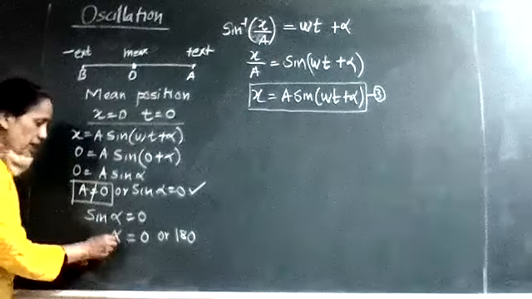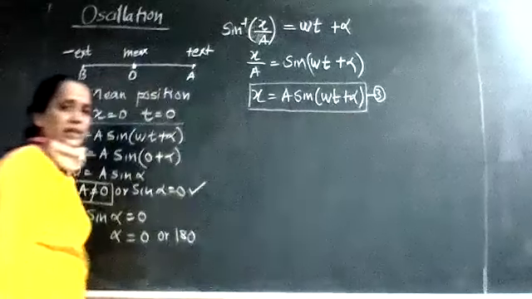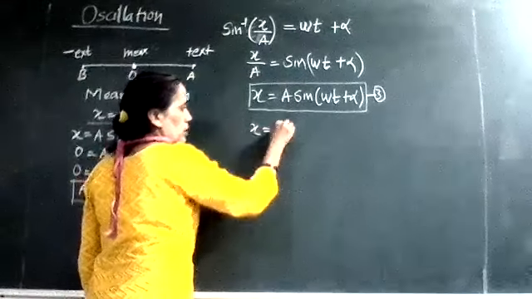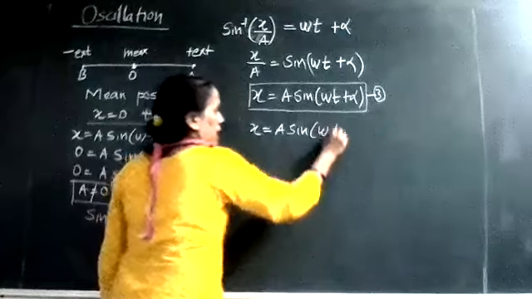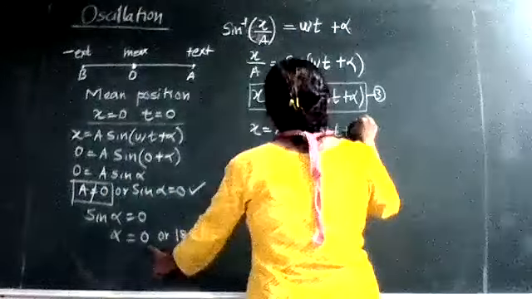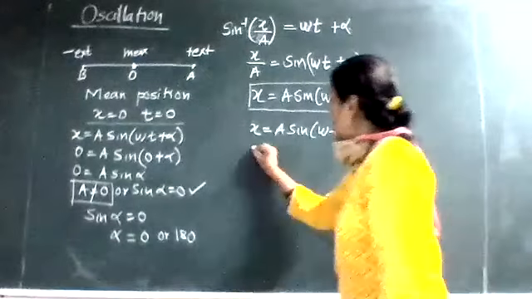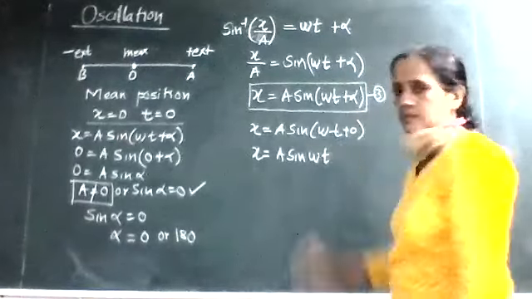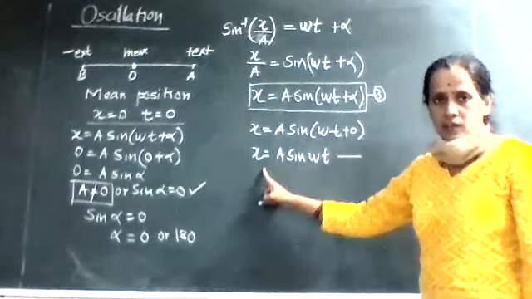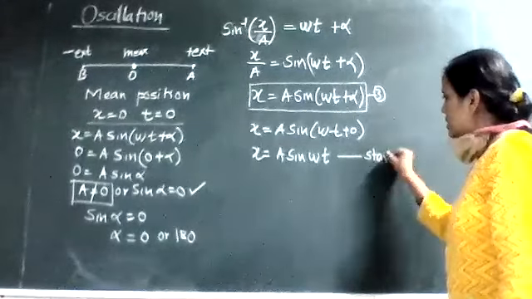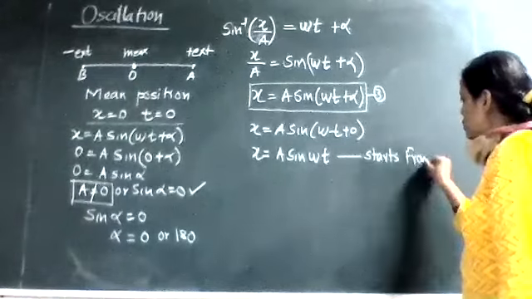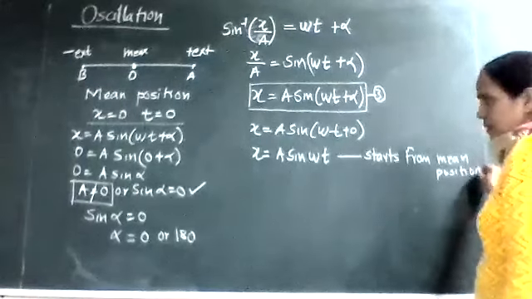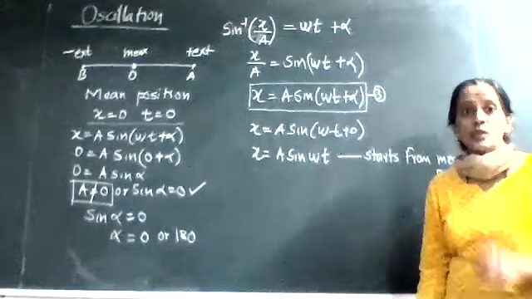Now this value of alpha I can put in the displacement equation. So if I put the alpha value in the displacement equation, what am I getting? X is equal to A sine omega t. I have to put alpha is 0. So I put alpha is equal to 0. So what am I getting in the displacement equation? X is equal to A sine omega t. So this is nothing but the displacement equation when particle starts from mean position. Is it right? So this is your 2-mark question.